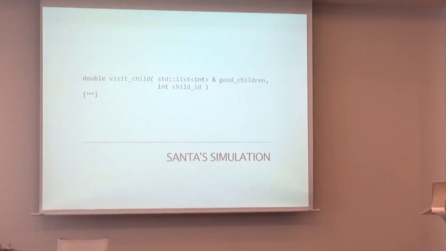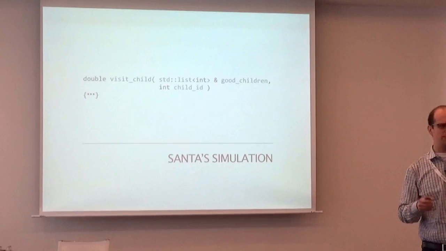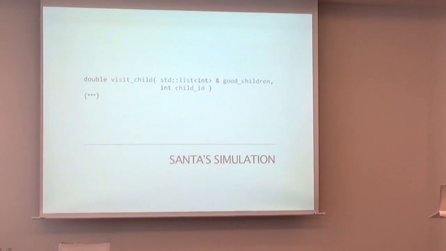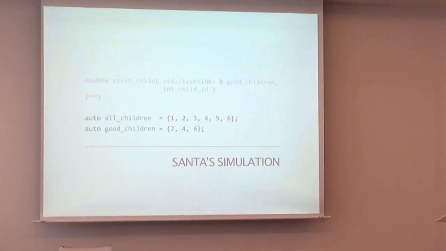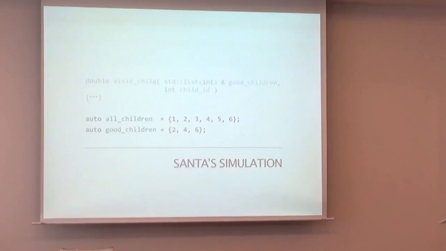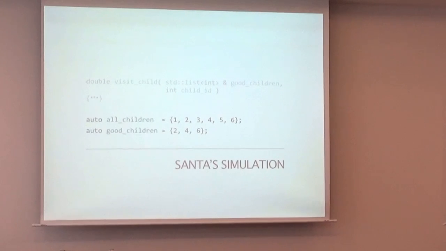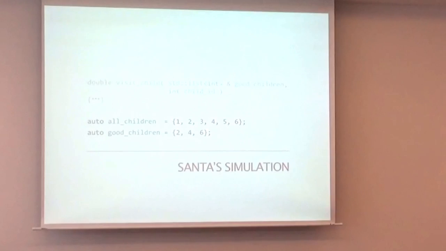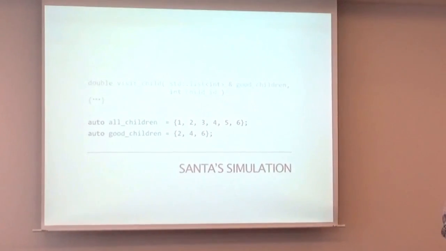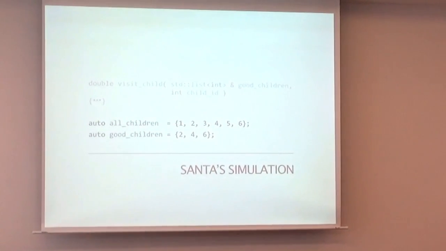So let's assume that's not all, of course, that's just one function. There are, of course, data structures. There is a list of all the children in the world, and there is a list of the good children in the world. And of course, as you might expect, the bad children, the odd children, are the difference of both of these sets. So this is the one point.